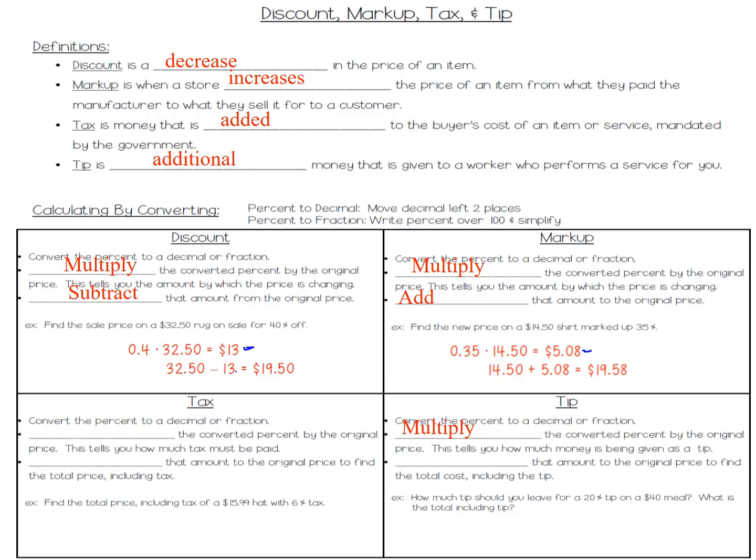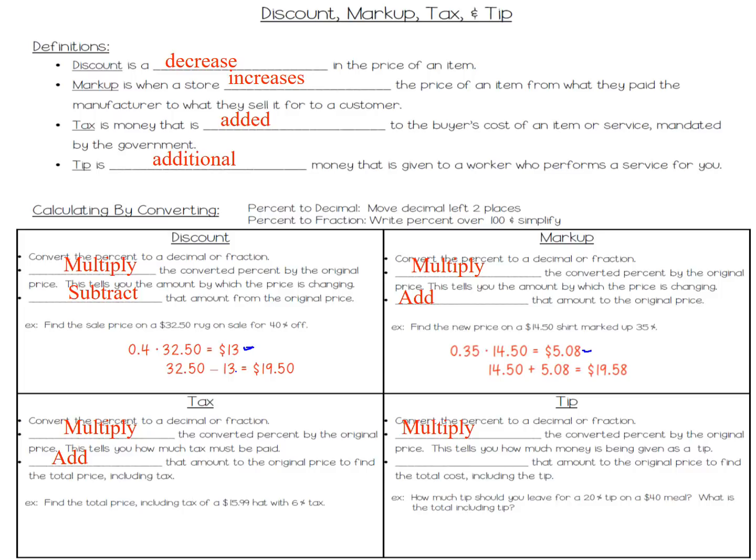All right, look down at tax. Tax, we're going to multiply the converted percent by the original price. That tells you how much tax must be paid. Then you're going to add that amount to the original price to find the total price.